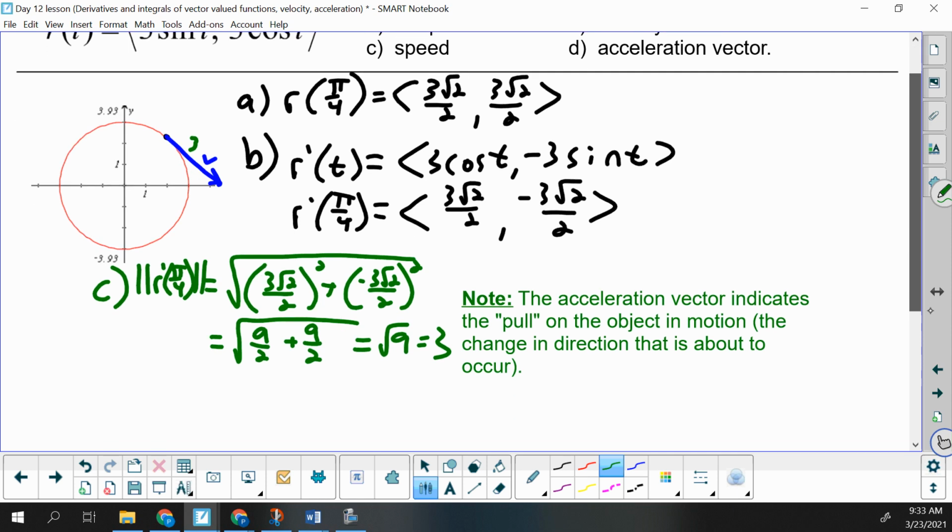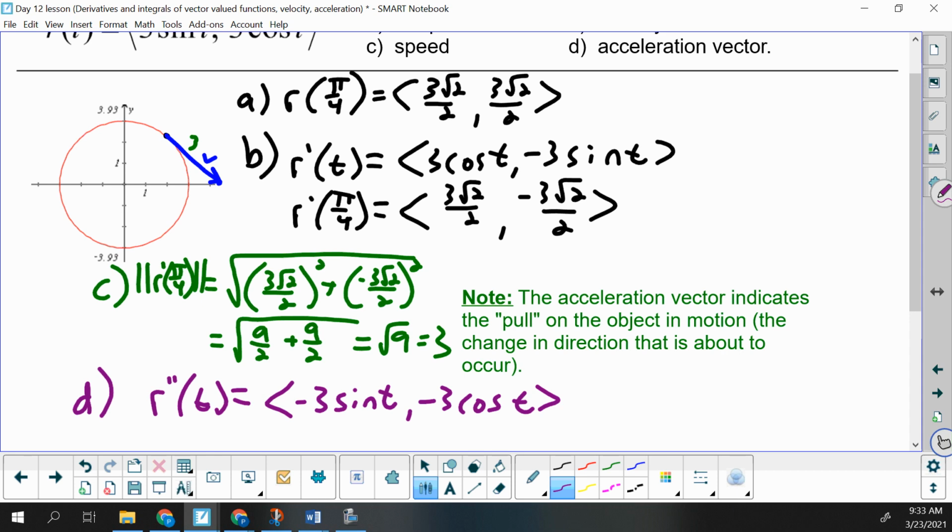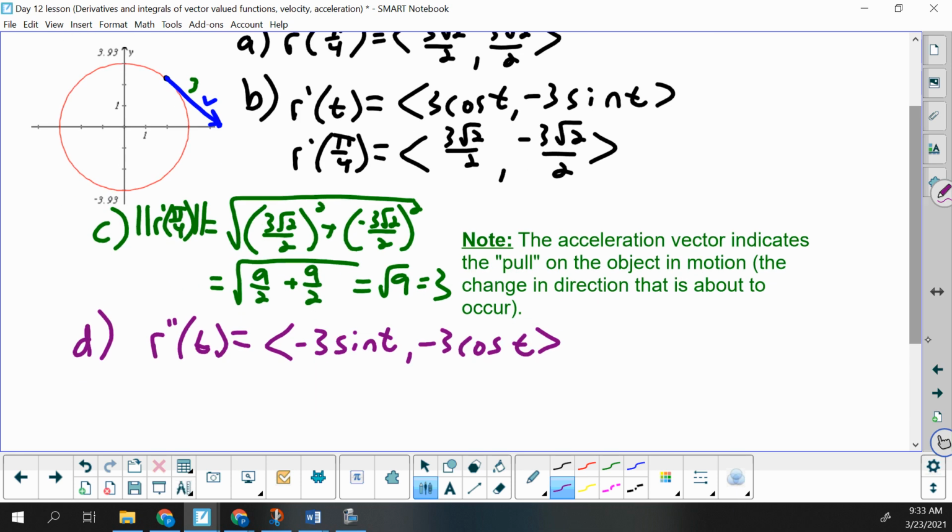And then the last one we want is the acceleration vector, which is our second derivative. In our black there in B, we have 3 cos t, negative 3 sine t. So we're now going to have negative 3 sine t, comma, negative 3 cos t. We want to evaluate that at pi over 4. We still have square root of 2 over 2, so this is minus 3 square root of 2 over 2, minus 3 square root of 2 over 2.